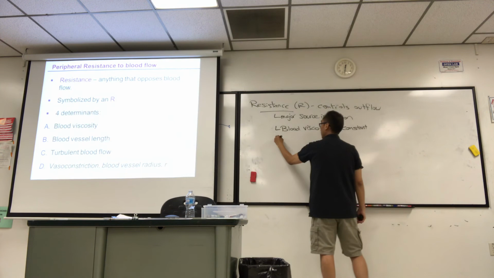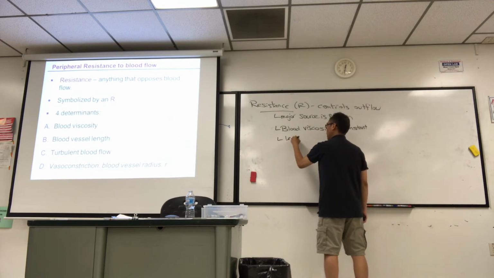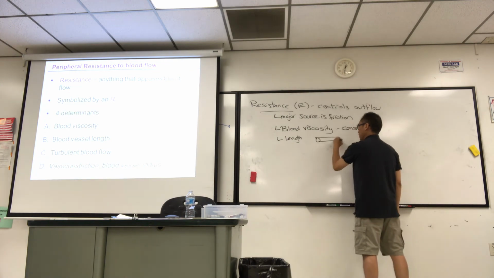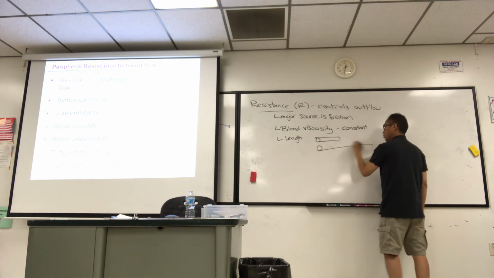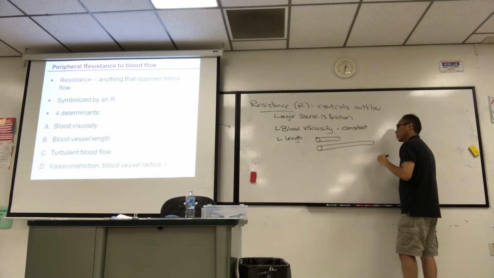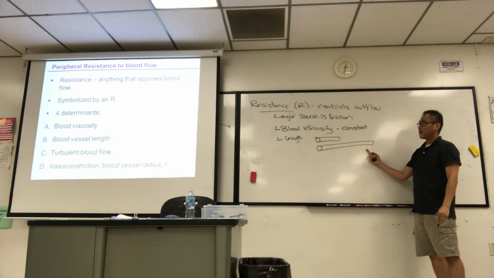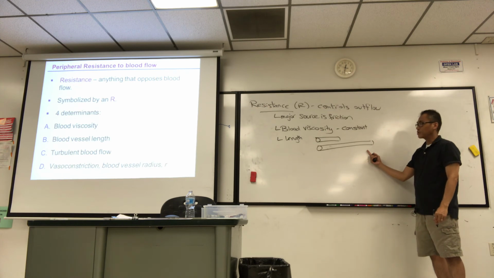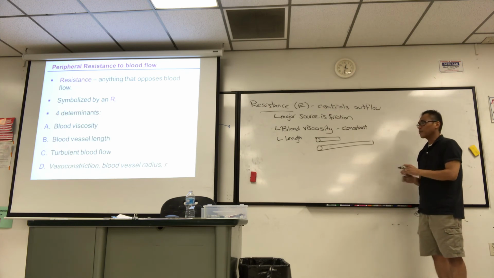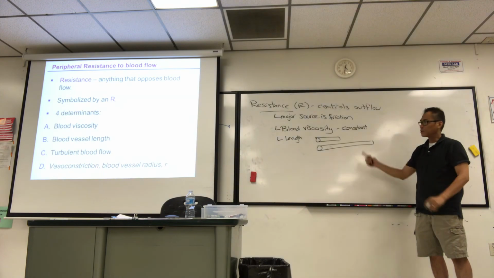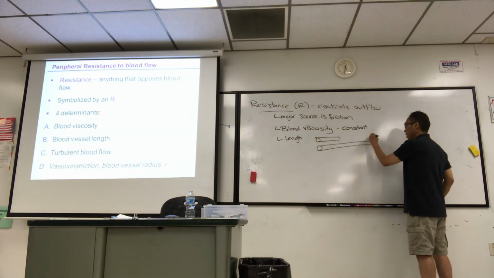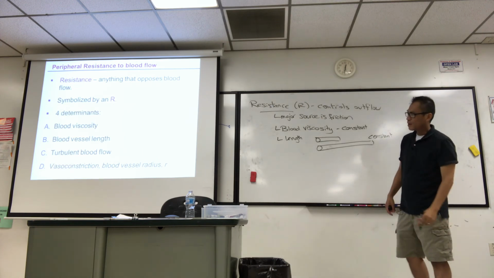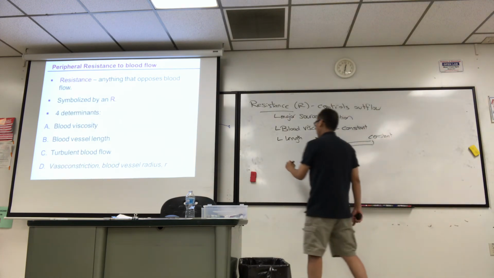Blood vessel length. The length of the vessel, well, for example, all things being equal, if you have a vessel that's, say, twice as long, a longer vessel provides more resistance simply because it's longer and there's more friction. But in adults, the length of your blood vessels really doesn't change, so this is a constant. I don't really talk about it.